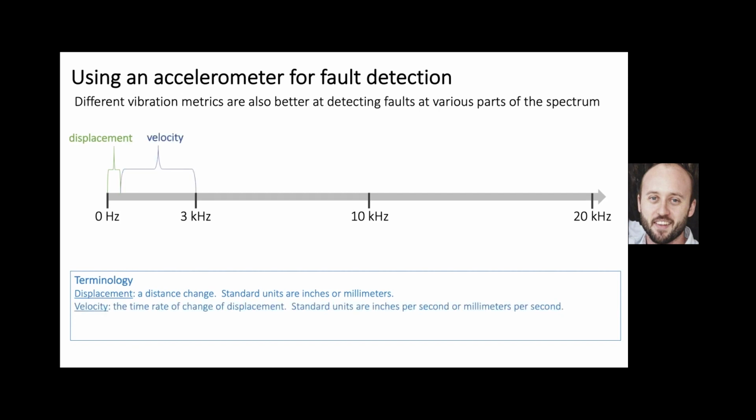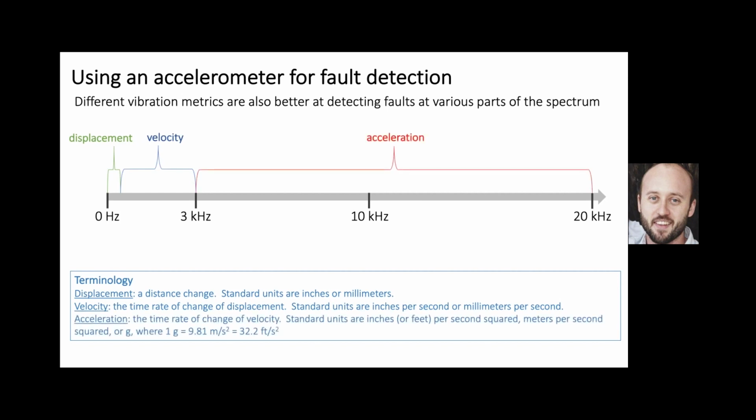Velocity is typically better for picking up these mid-range defects, and we can think of velocity basically as the time rate of change of displacement. So if you move that one block over a certain amount of time, you might be driving at 20 miles per hour. That's your speed, being the magnitude of velocity. So this is going to be in something like inches per second or millimeters per second, or with a vehicle, miles per hour. And then acceleration, of course, is typically better at picking up the higher frequency defects.